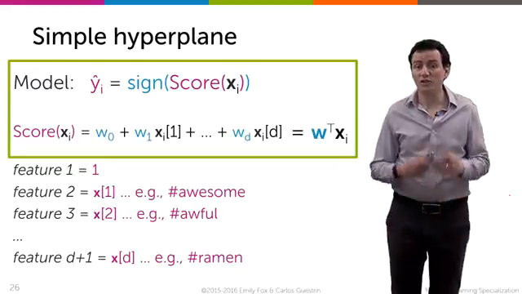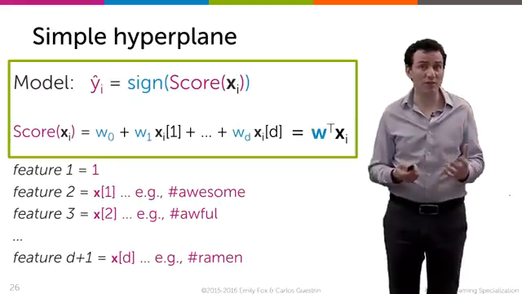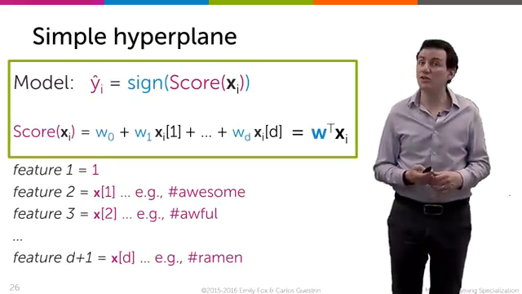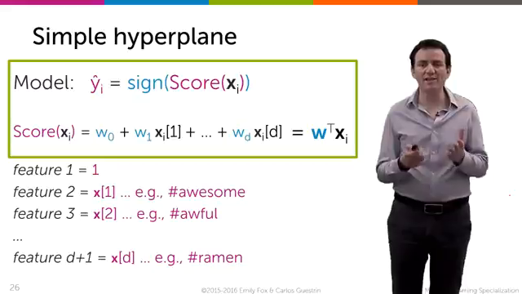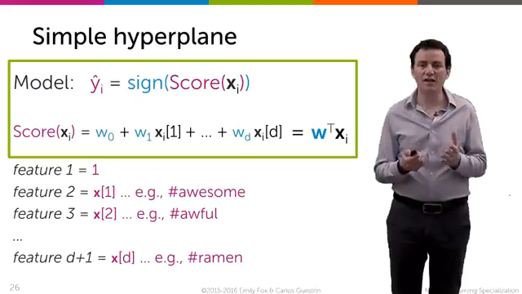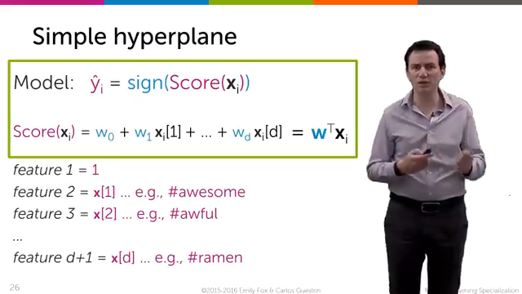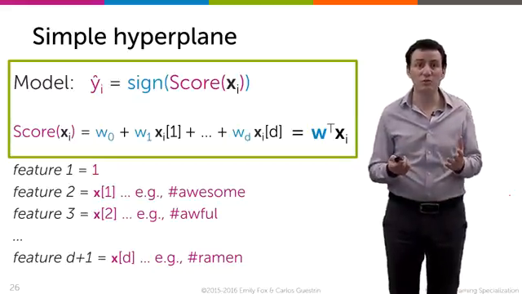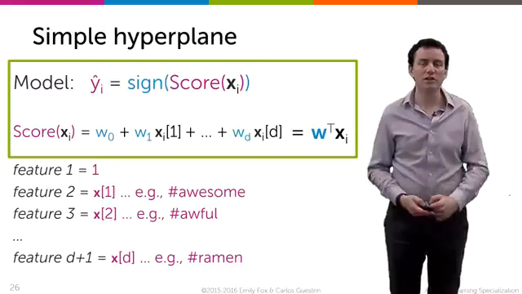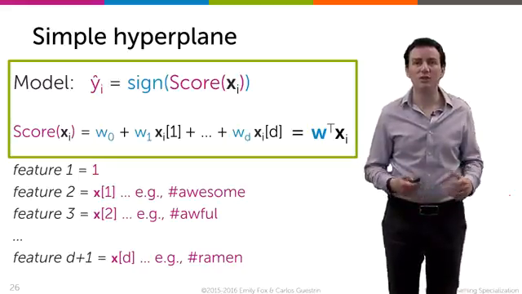So our goal is to fit the score, and I'm going to use W transpose xi as a shorthand, so I don't have to always write W0 plus W1 x1 plus W2 x2 and so on. So we use this transpose notation, which is the same one that we talked about in the regression course.